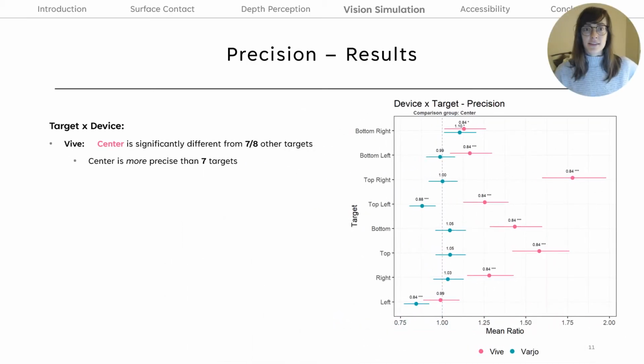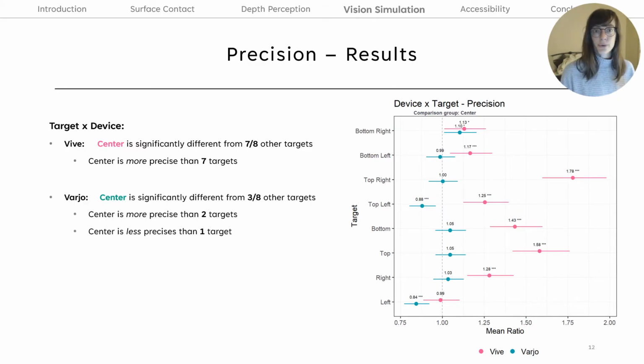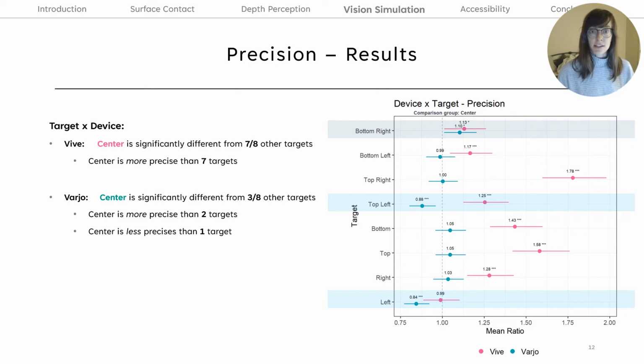The forest plot is back. This time we plot the mean ratios from our mixed model for easy interpretation. So for the Vive, precision was significantly more precise at the center target than for 7 of the other 8 fixation targets. For the Vario, precision at the center target was significantly different from only 3 of the other fixation targets. It was more precise than the top left and left targets, and it was significantly less precise than 1 of them, which was the bottom right.